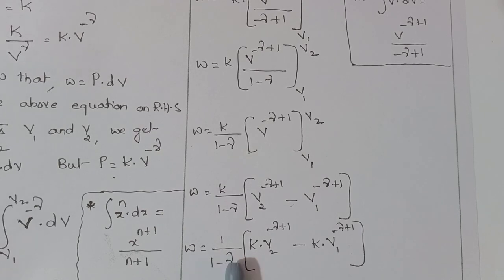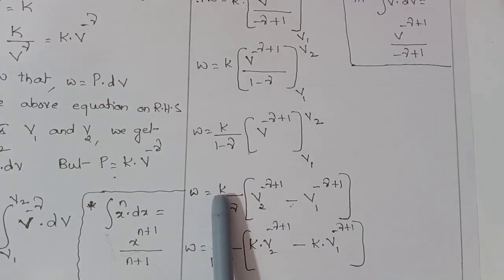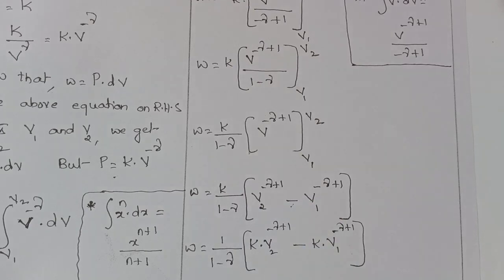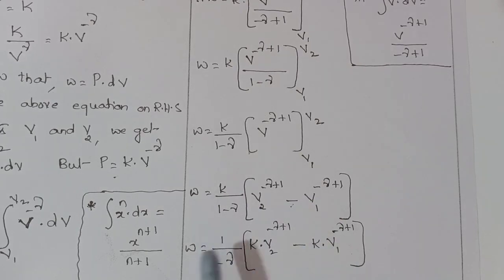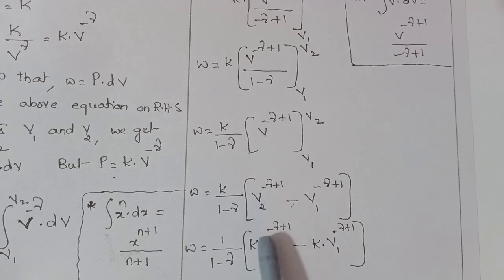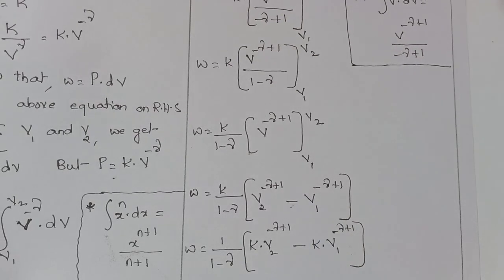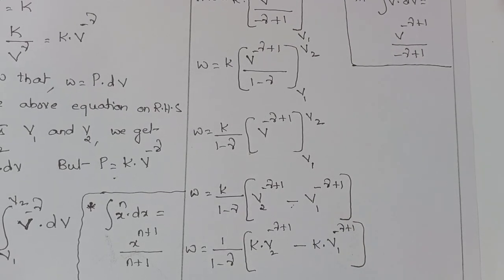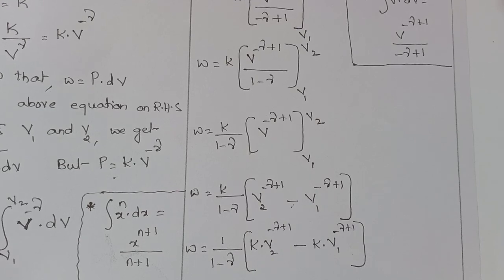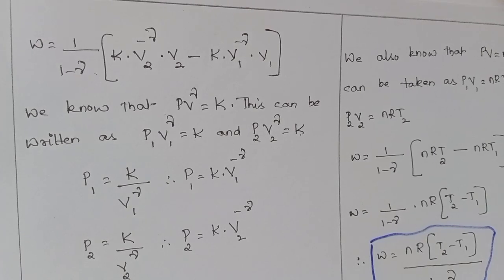W is equal to, here it is 1. So what did I do? I multiplied k with v2, k with v1. So here what should I write? I cannot leave it blank, right? So I can write it as 1. So 1 by 1 minus gamma into k into v2 to the power minus gamma plus 1 minus k into v1, so k v1 to the power minus gamma plus 1. So this is quite interesting, right? Look at the next step, students.